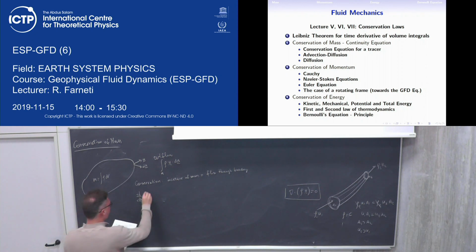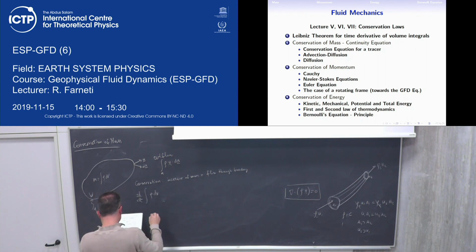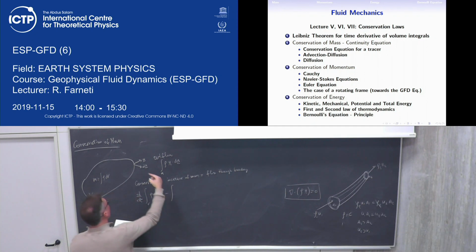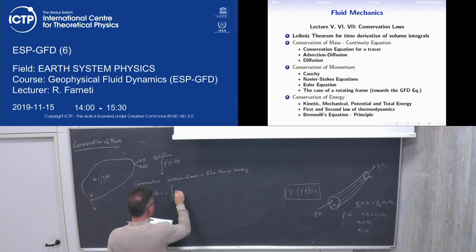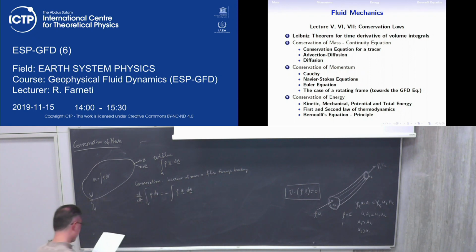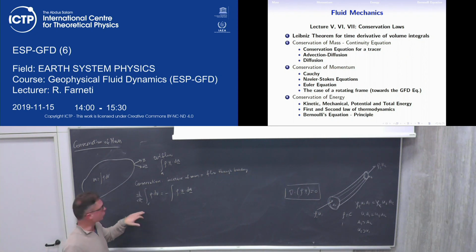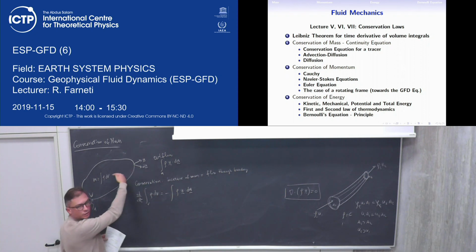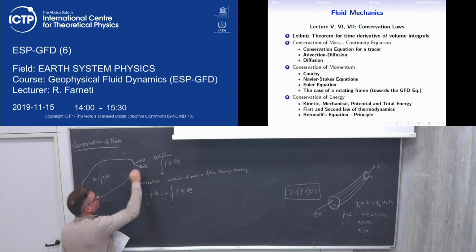So d by dt of rho dV is going to be the influx, so because this is directed upward, it's a minus rho u dA. So mass integrated over the volume is going to change in time if I have some influx through the boundary. And as I have defined, dA is a minus for the influx.